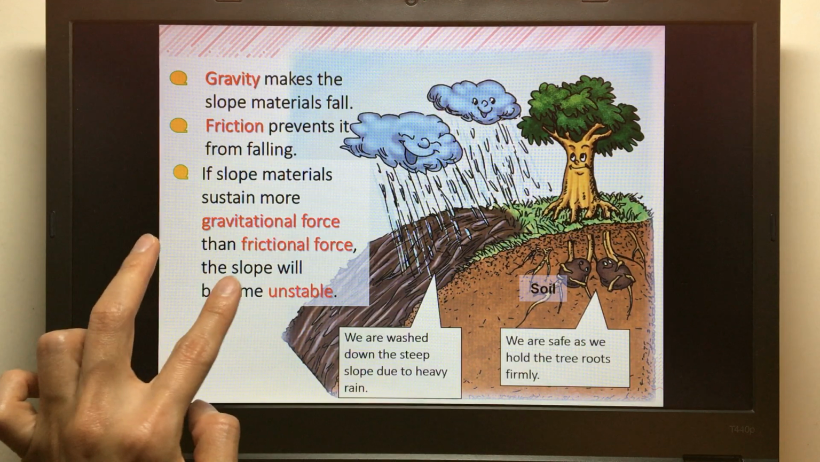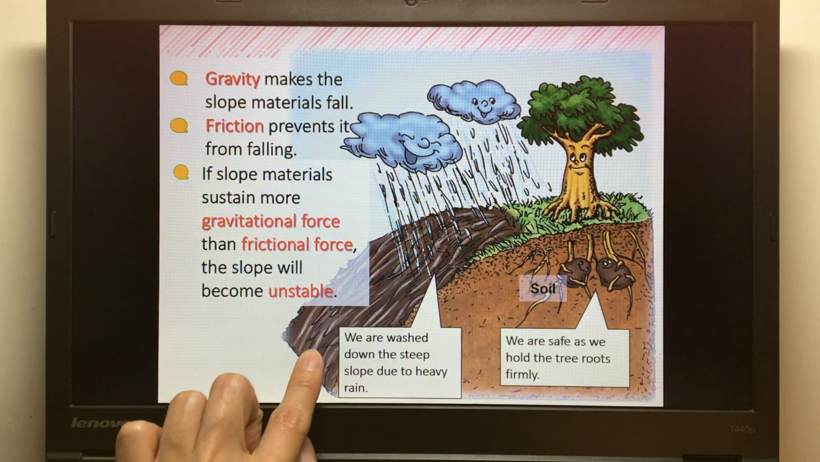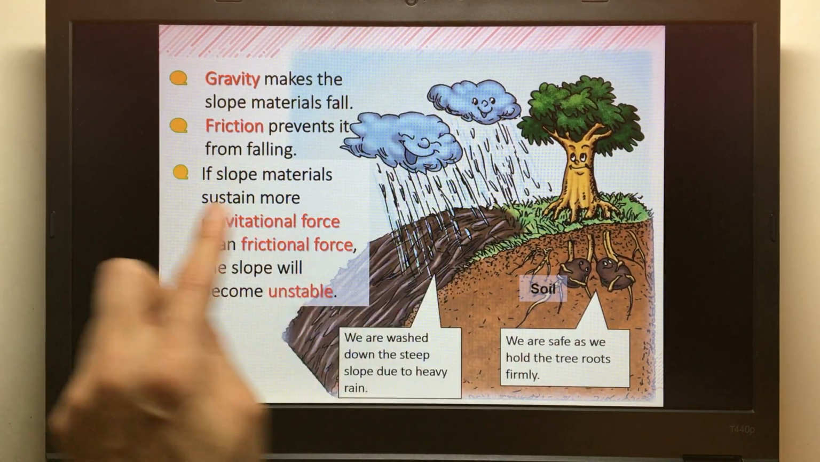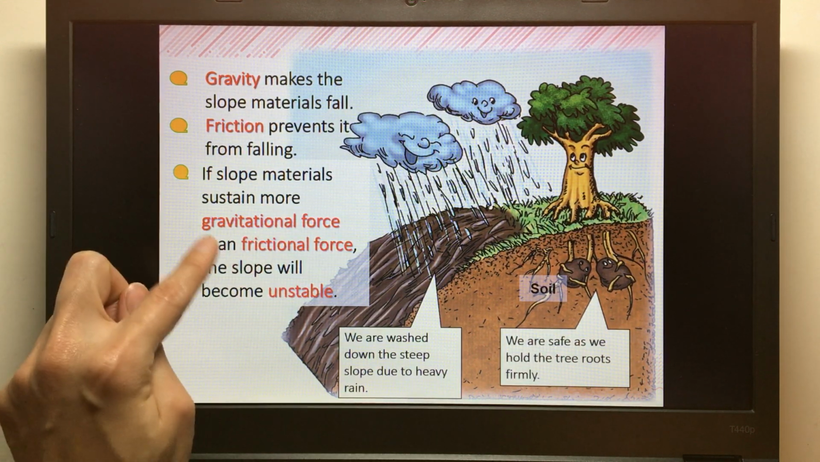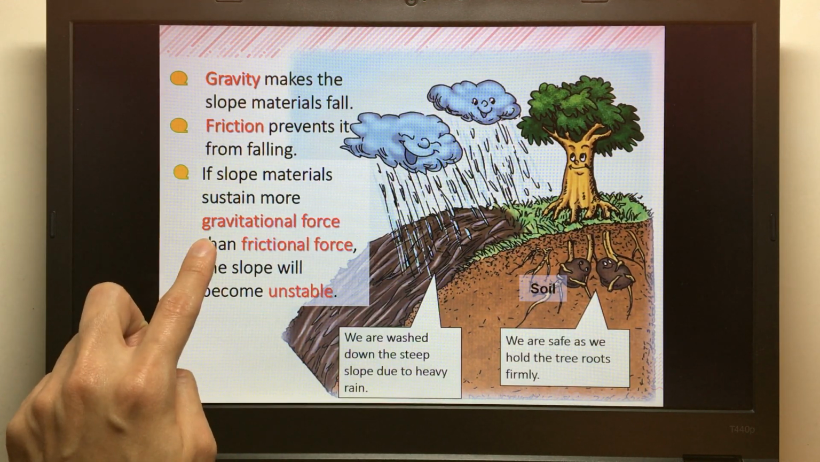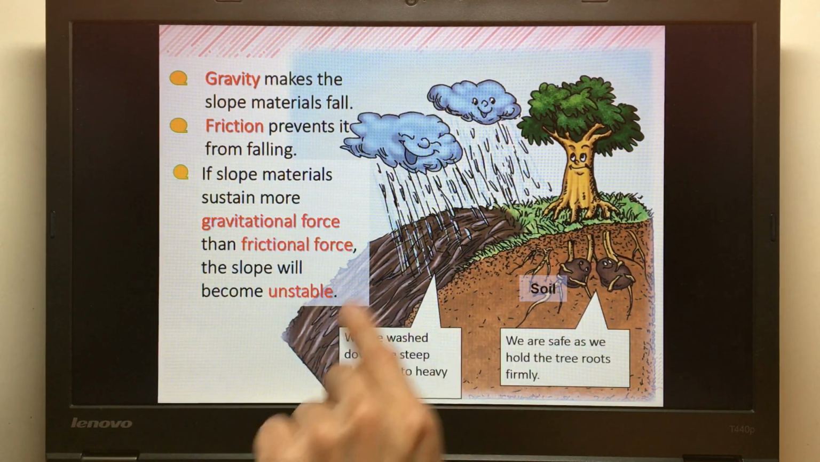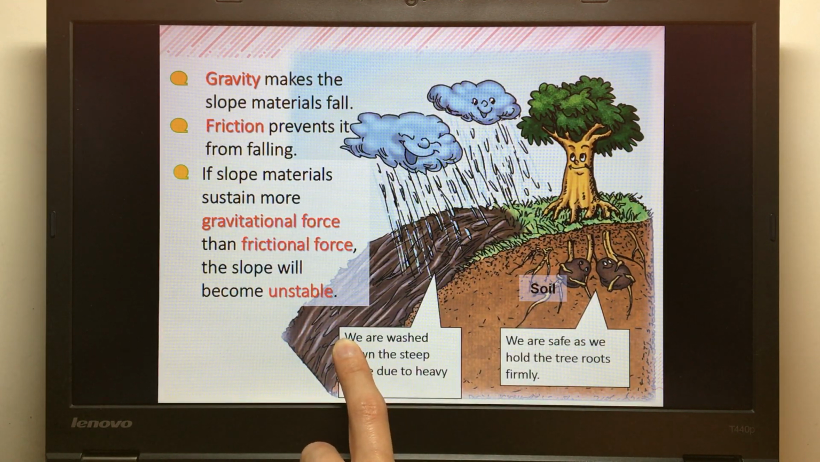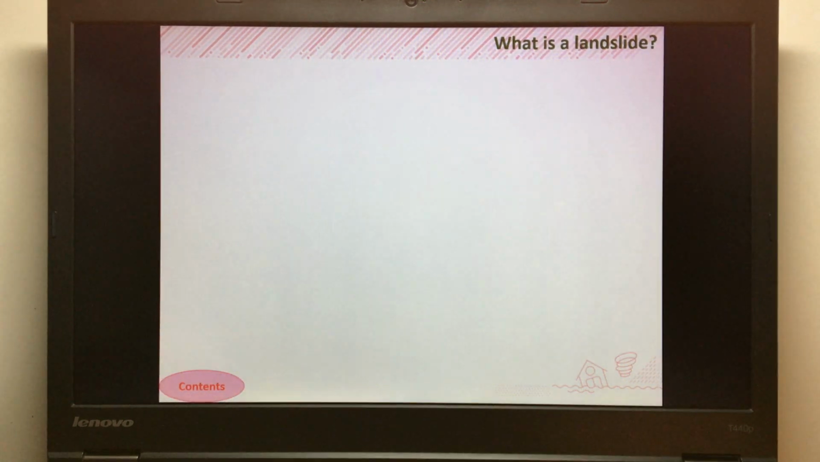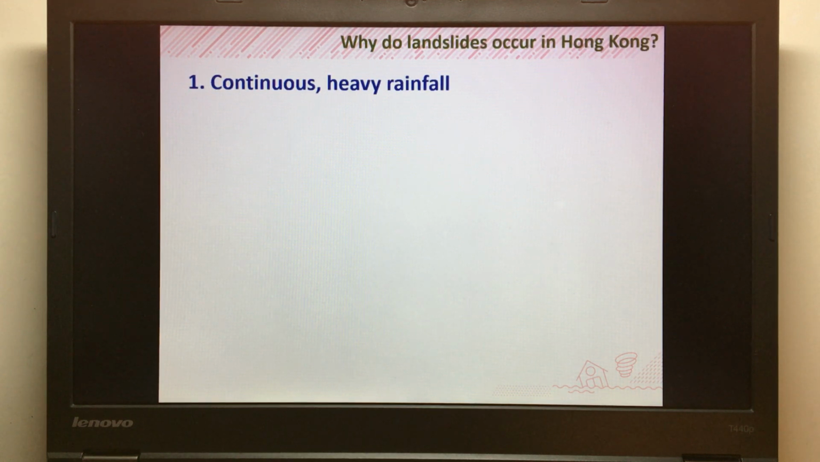These two forces determine whether the slope material will slide down along the slope or stay on the slope, depending on which force is greater than the other. If gravity is greater than friction, the slope will become unstable. When the slope is unstable, the material will easily fall down along the slope. In the next part, we will look at the different factors leading to landslides. In the next lesson we will start to look at the 5 factors leading to landslides in Hong Kong.